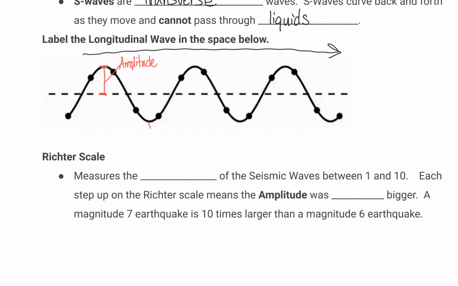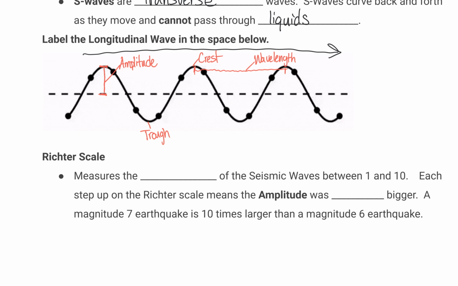The bottom of the wave is the trough. The top of the wave is the crest. And then from one crest to the next, or from one trough to the next, is the wavelength. So P waves and S waves both have wavelengths. They're just different types of waves.